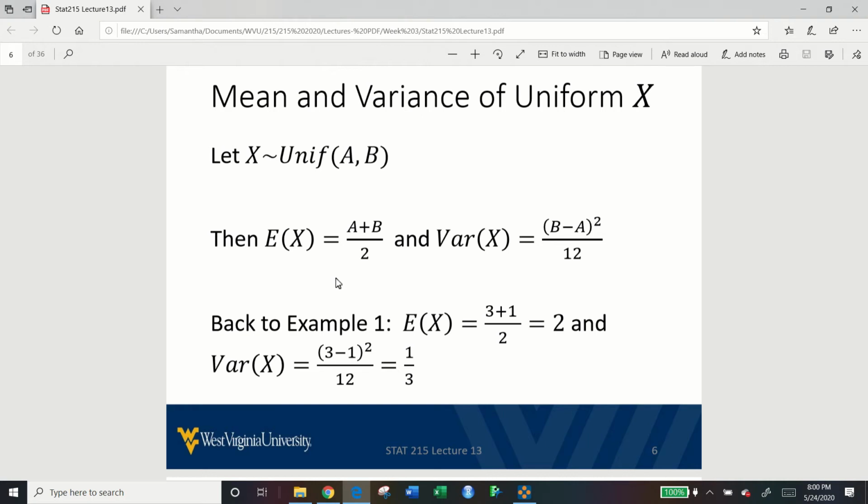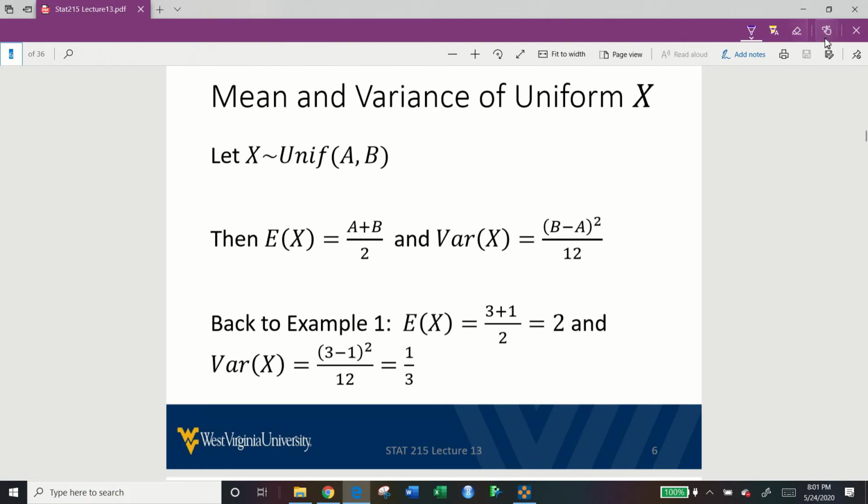So if we use the example from the previous slide, then our expected value would be 3 plus 1 over 2. 3 plus 1 is 4, and 4 over 2 would equal 2. And our variance would be 3 minus 1, which equals 2. 2 squared would be 4, and then 4 over 12 simplifies to 1/3. So in that case, the expected value would be 2, and the variance would be 1/3.